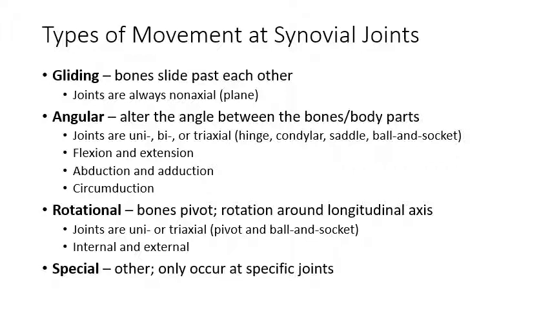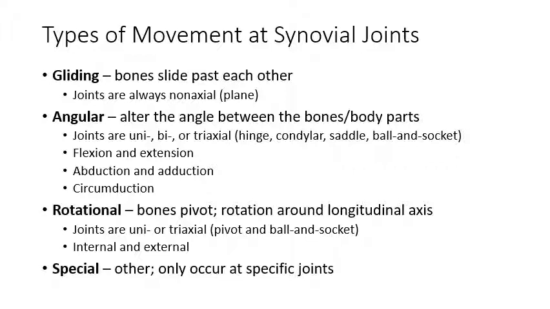Then you have angular movement, where you're altering the angle between 2 body parts, or the angle between the bones in the joint. All synovial joints are capable of angular movement, except for the plane joints and the pivot joints. So hinge, condylar, saddle, ball and socket, they can all do angular movement. And we have specific types of angular movement that we'll go into in a moment. So you have flexion, extension, abduction, adduction, and circumduction. Also a couple others that we'll mention, like subtypes or special types of flexion, extension, abduction, and adduction.